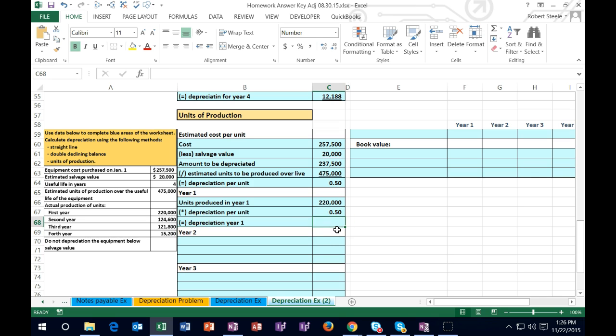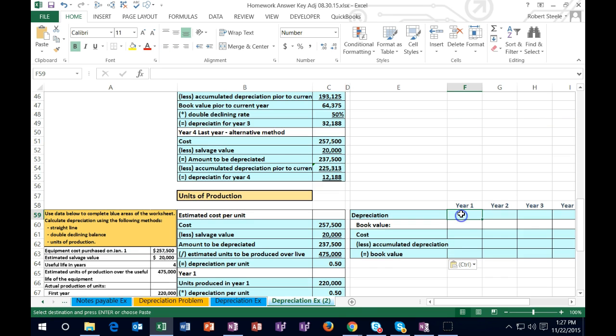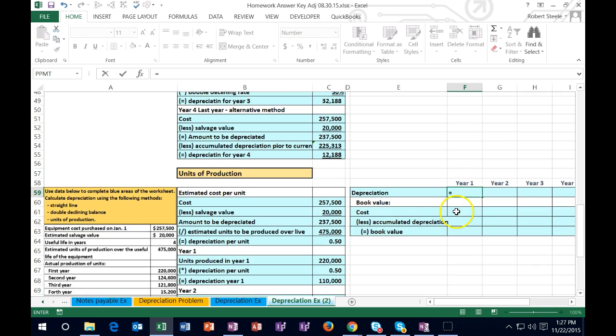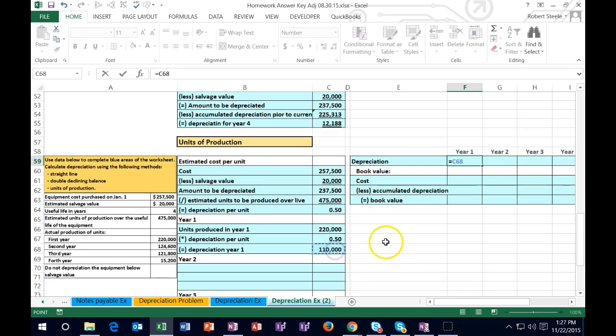So I'm going to put my cursor in C68 and say equals and point to the 220,000 times the 50 cents per unit being produced. That means we're going to depreciate it by 110,000. If we put that information into our table up here, it would look like this. The depreciation for year one is going to equal the 110,000.